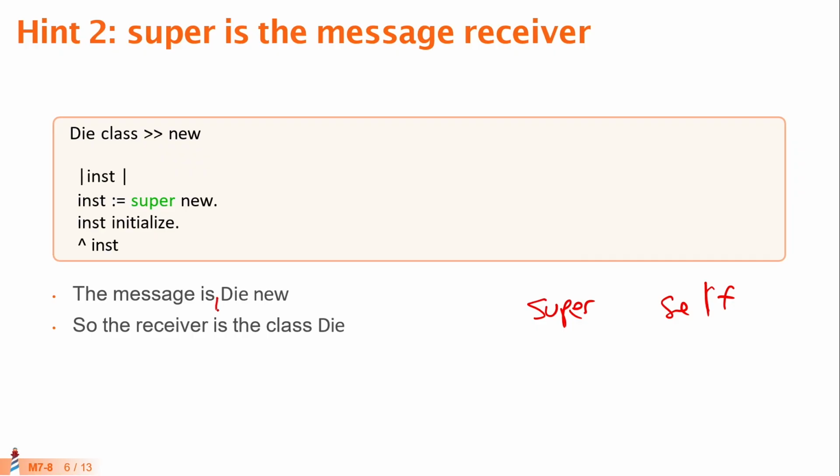Remember also that the message that we are sending, we are activating, is Die new. So think about that. What is the selector that we're sending? What is the message? And what is the receiver of this message? In this case, the receiver is the class Die. So we are not sending the message to a normal, common object. We are sending a message to a class, which is a special object in the language.